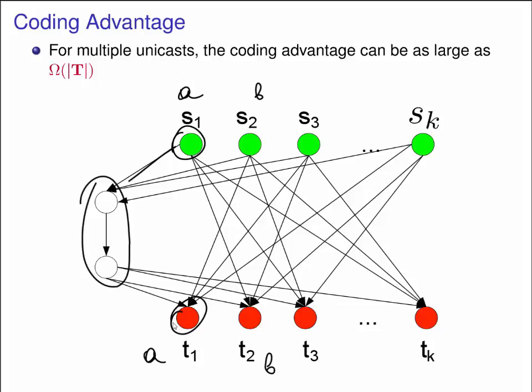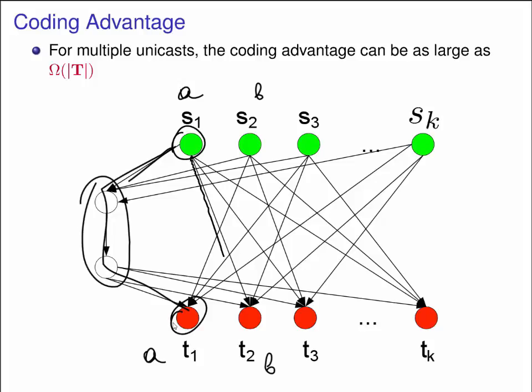Now, suppose we don't use network coding. In this case, all those links that connect sources to other terminals are not really useful. Because if source node S1 wants to deliver packet A to destination T1, it can only do it through this bottleneck link, right?